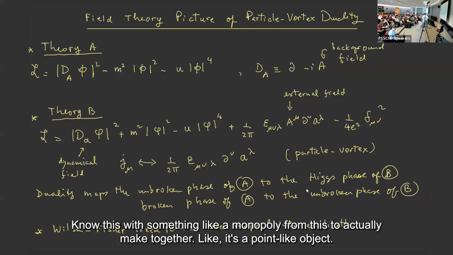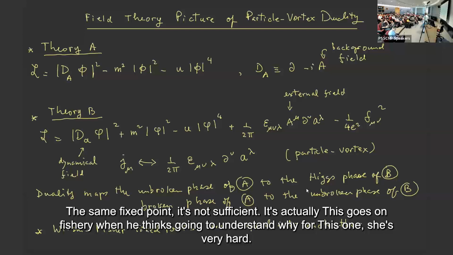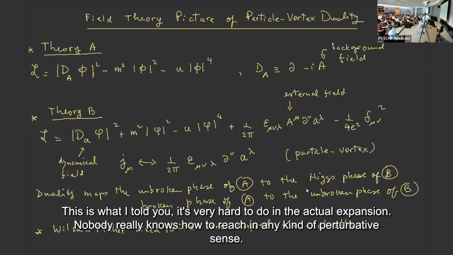You need to do something like that. That's how it works. But the point is that they get switched, and in some sense they share the same critical point, the same fixed point. This Wilson-Fisher fixed point we understand quite well. This one is very hard. This is what I told you is very hard to do in the epsilon expansion. Nobody really knows how to do this in any kind of conservative sense.